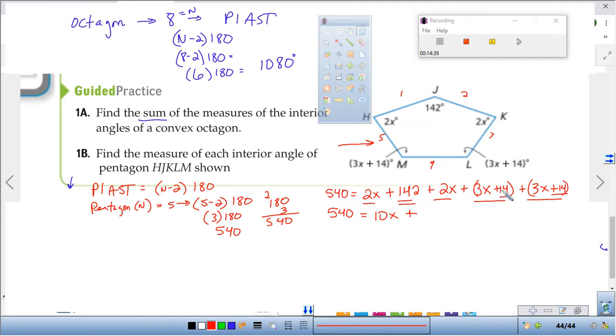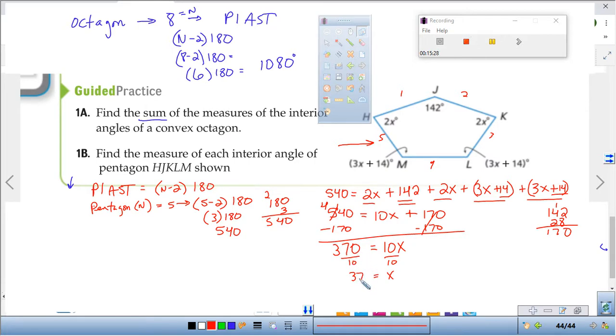Okay, 142 plus 28 gives 170. No more numbers, no more variables. Let's double check. 4, 7, 10. Yeah, looks good. So we're going to subtract 170 from 540, borrowing here, which gives 370 equals 10x. Now I'll divide by 10 on both sides. X is equal to 37.